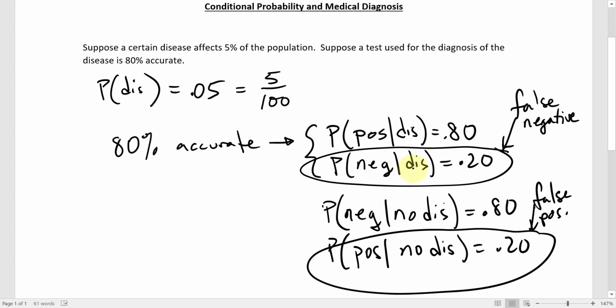A false negative is when you have the disease and you get a negative result. So it's wrong, it's false, you actually have it, but you could still test negative due to the inaccuracies of the test, or the uncertainty in the test itself. And it's possible that if you have no disease, you could still test positive because it has this 20% false positive rate, because it was only 80% accurate.